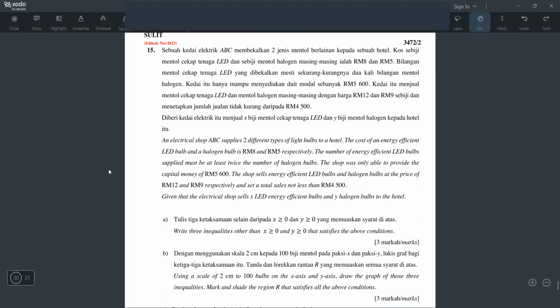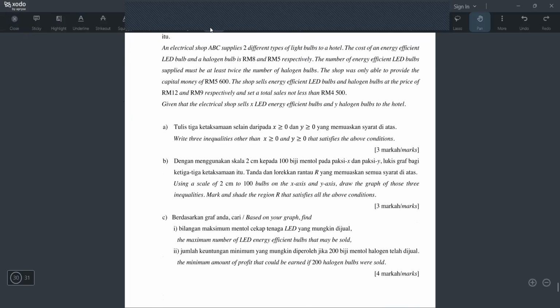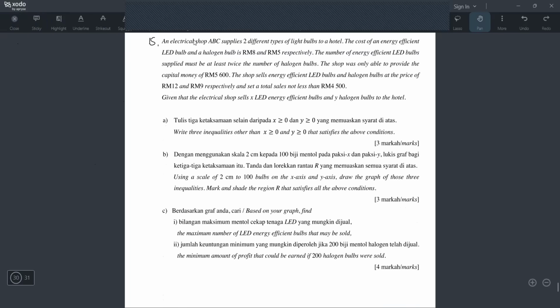So this is number 15. Okay, I think this is linear programming. I need graph paper also. And this state paper, I don't know why they never provide graph paper. So I will need to borrow another set of graph paper also. Okay, it's fine, let's read the question first.